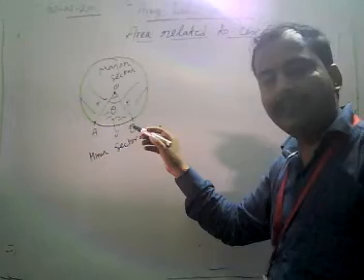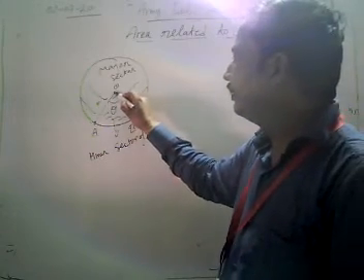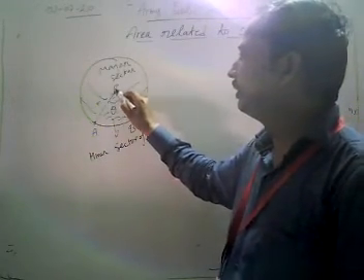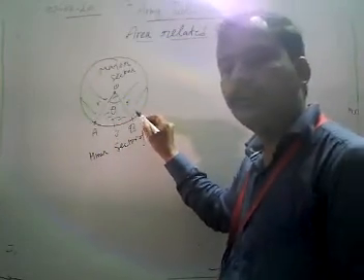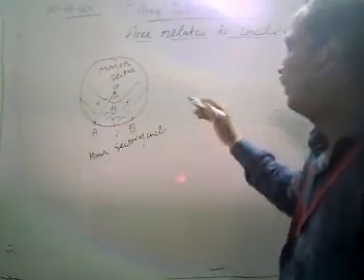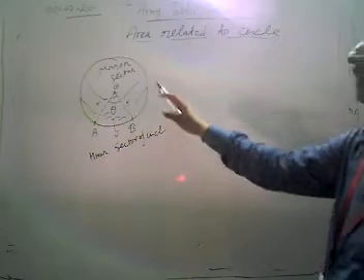Now, what is a sector? A sector is the area of the region included between the radii of the circle and the arc of the circle. This is our minor sector and major sector.